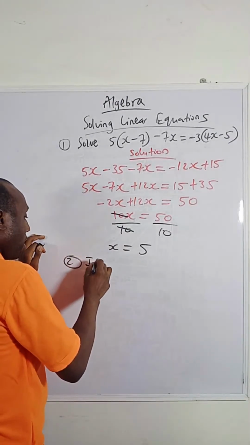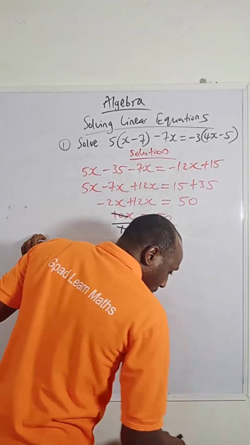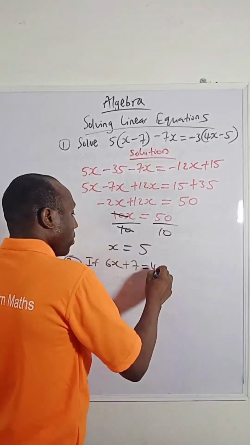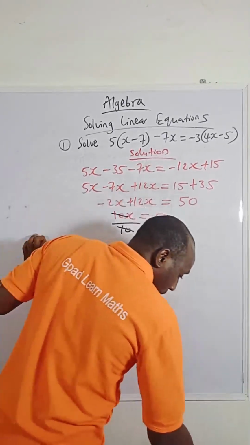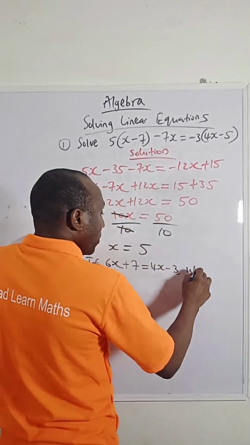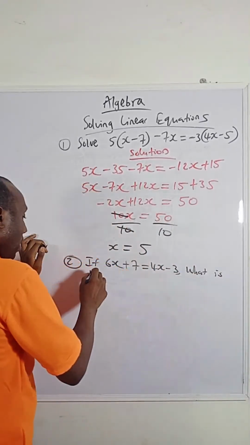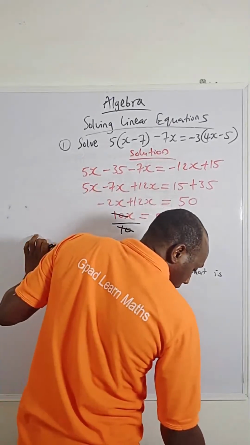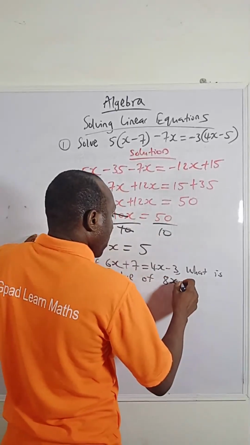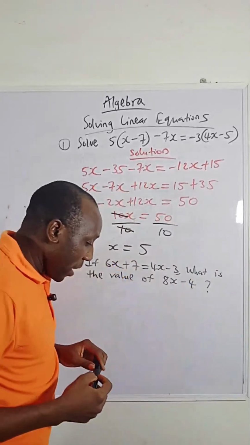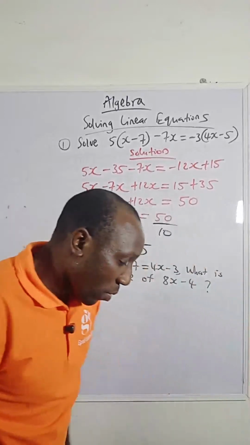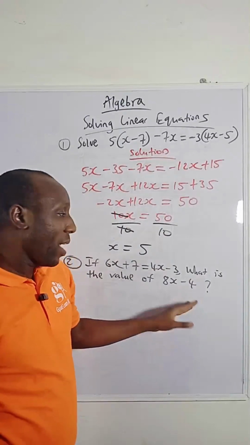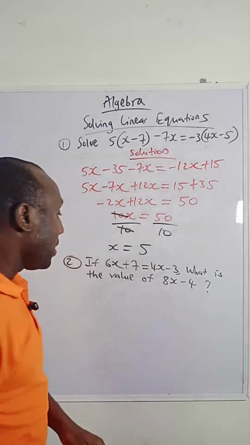They said if 6x plus 7 is equal to 4x minus 3, what is the value of 8x minus 4? I hope you know this is very easy to do.